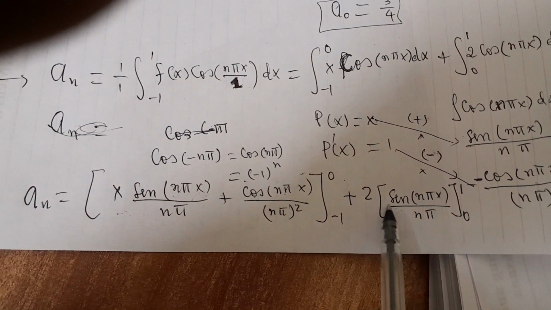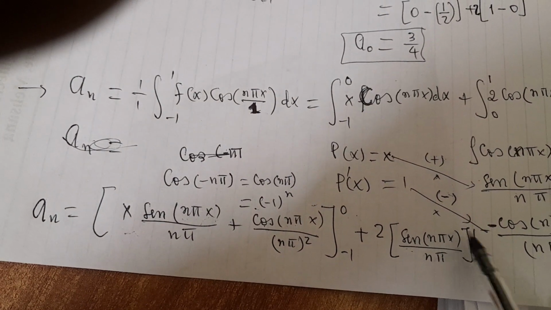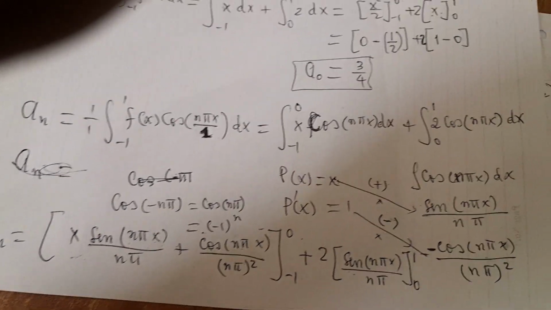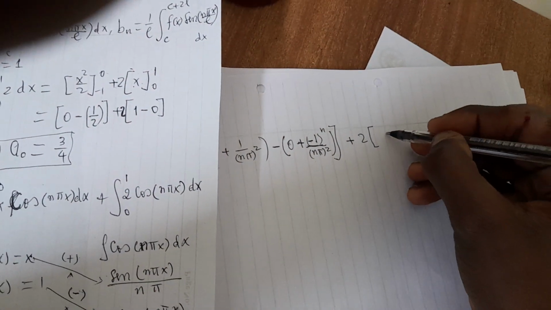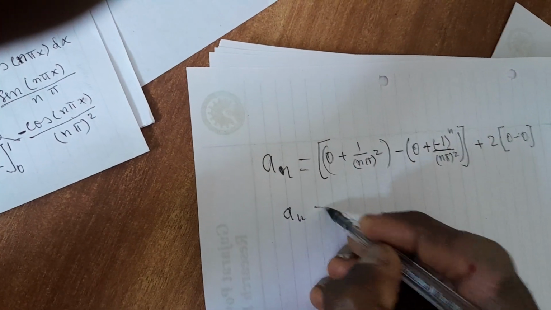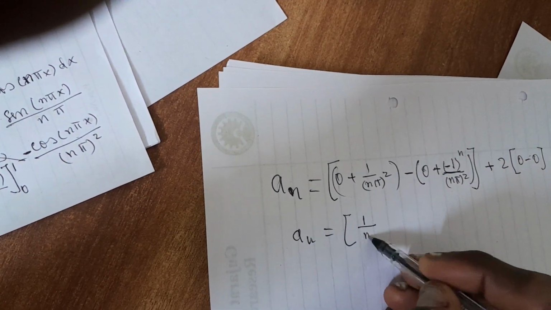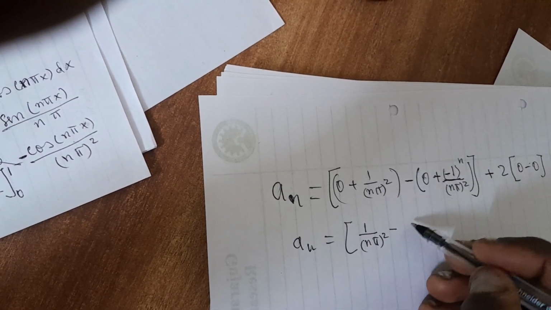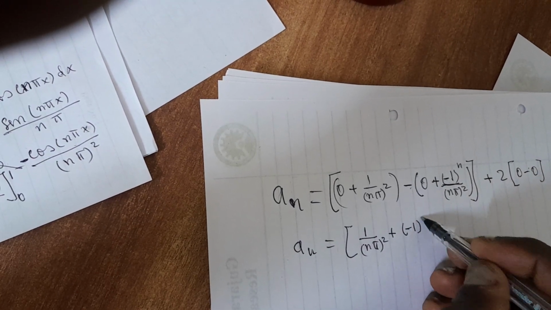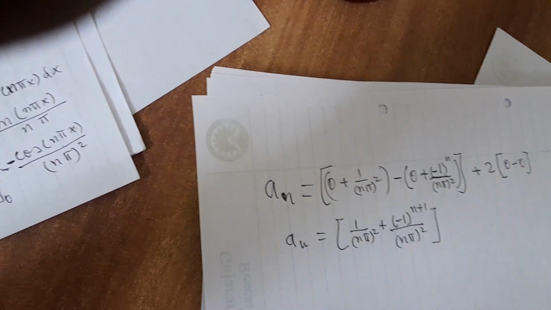Here you can see the second one, it is plus 2. Just substitute. When this is 1, sine of n pi was 0, and for 0 it will be 0 also. So for the second step it will be 0 minus 0. It means that I get an equal to only this part: 1 upon n pi square minus, and since this minus and this minus make plus, and this minus, it will be minus 1 to the power n plus 1, upon n pi square.